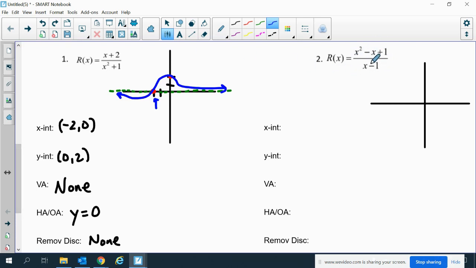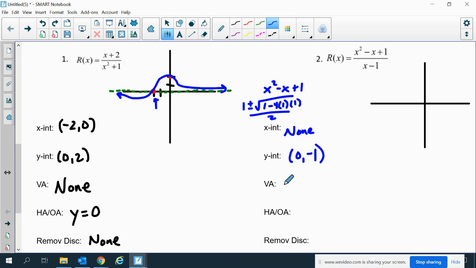Number 2, if I take a look at this function, x-intercepts are where the numerator equals 0 and the denominator doesn't. So I guess I should figure that out by using the quadratic formula. So x equals negative b, so that's 1 plus or minus the square root of b squared, which is 1, minus 4 times a times c, all over 2 times a. 1 minus 4 gives me negative 3 on the inside of the square root. So that means that this would be an imaginary solution, so I do not have any x-intercepts. Y-intercept would be what happens when I sub in 0. So I get 0, -1 when I sub in 0 for x.